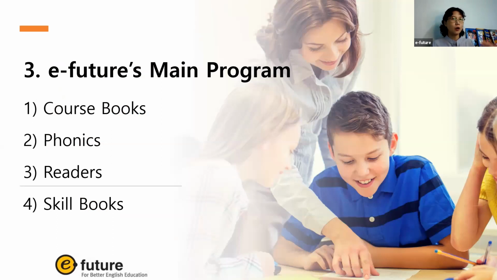So I talked about the features of eFuture books. Now let's move on to eFuture's main program. We'll look at the course books, number 1, number 2, phonics, number 3, readers, and number 4, skill books. And if I have time at the end of the session, maybe I can show you some pages of the ebooks, so that you can have a look at the special features of these main programs.